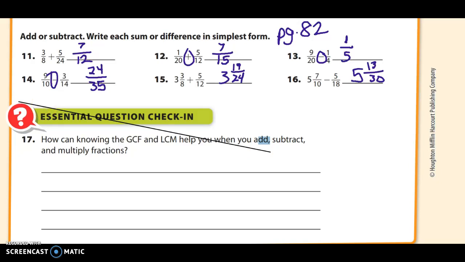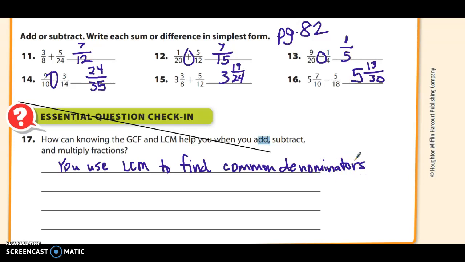It says, number 17, how can knowing the GCF and LCM help you when you add, subtract, and multiply fractions? Well, what was I doing? You use LCM to find. Did you hear me when I tried to use that word a lot because I knew this question was coming? You use LCM to find what? You use LCM to find common denominators. Now, you only find common denominators when adding, subtracting, so we need to probably write that. You use LCM to find common denominators when adding, subtracting.